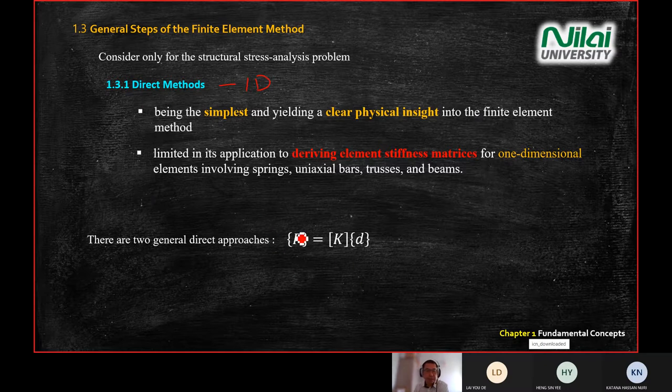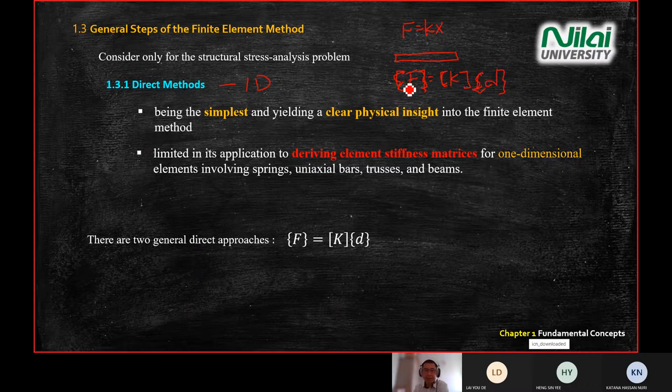And the equation that we learned this morning, F equal to KD. So for example, you have a steel bar. Under Hooke's law, you have F equal to KX, right? But in this module, we're going to use {F} = [K]{d}. Sorry, the symbol is not a square bracket for force; for force, it's a curly bracket. For stiffness, it's a square bracket. For displacement, it's a curly bracket.